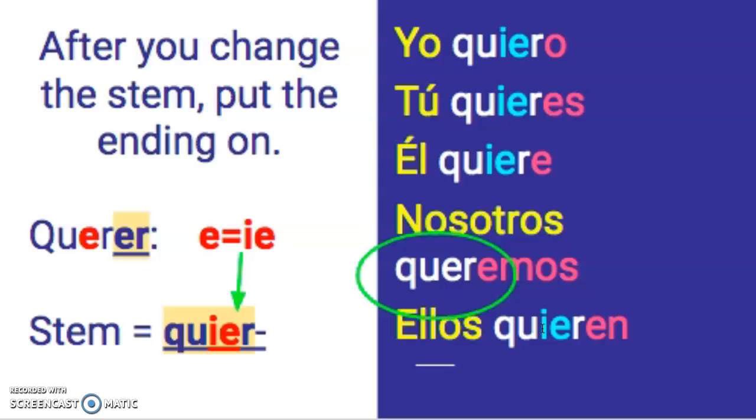Let's look at one more. Querer, this verb means to want. So once I get rid of the ER, the only vowel I'm going to work with today is this E. The E is going to change to an IE. So my stem becomes quier. Now I can put my ending on.